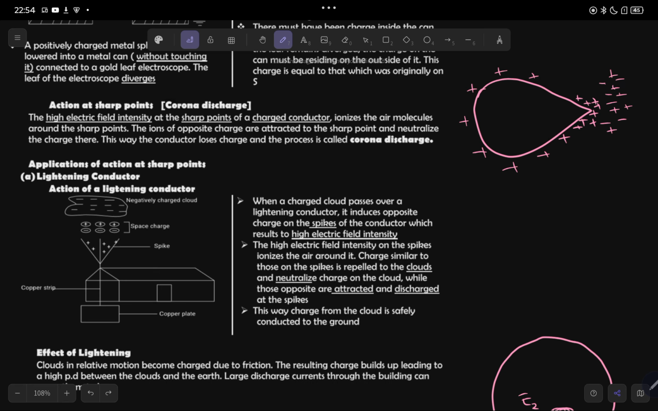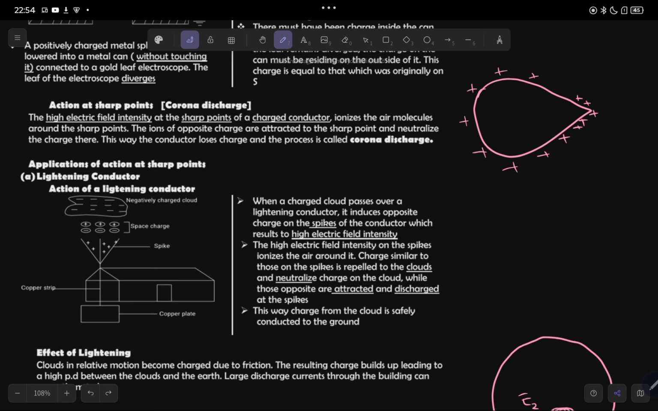Now, the charges which are opposite to the charge on the sharp ends of the conductor will be attracted. So as they attract those negative ions, in this case, they will come and neutralize the charge which was on the sharp points. When they do so, the conductor ends up losing some of its charge through what we call corona discharge. So that is what we call corona discharge.